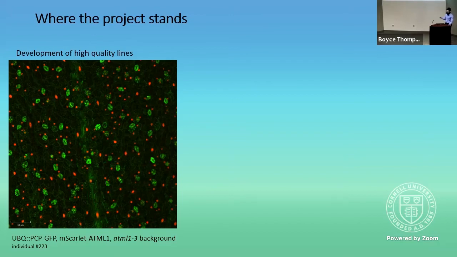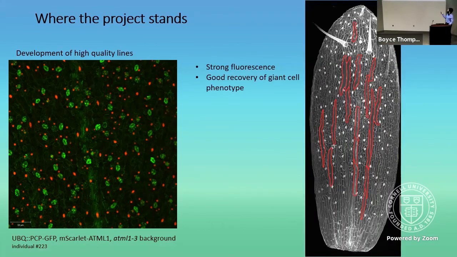We selected this plant because it's strongly fluorescent and because we see a recovery of the giant cell phenotype. This is a plant in the ATML1-3 background, which has recovered giant cells as a result of the ATML1 transgene.